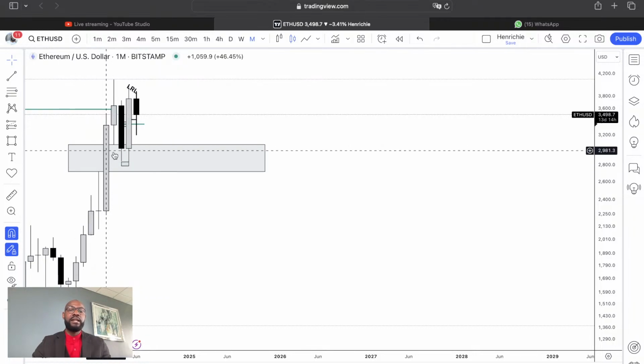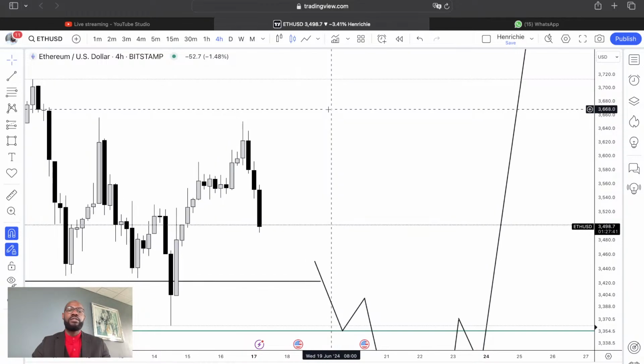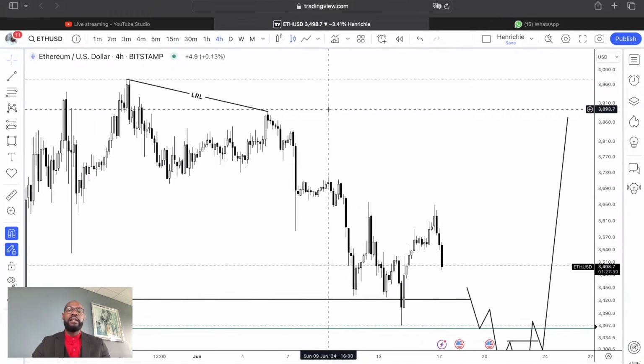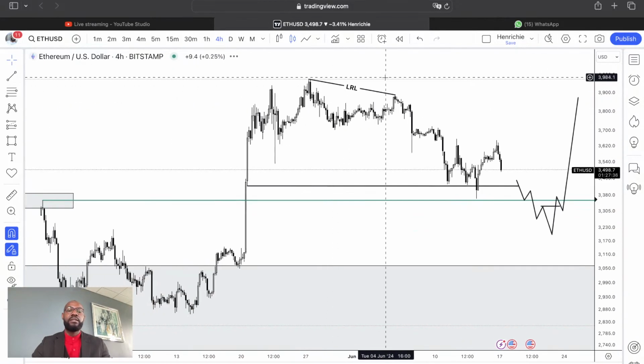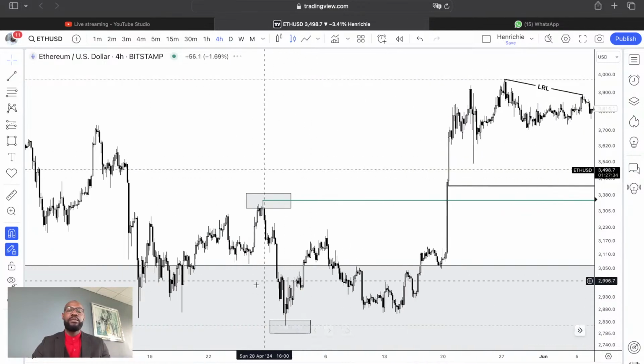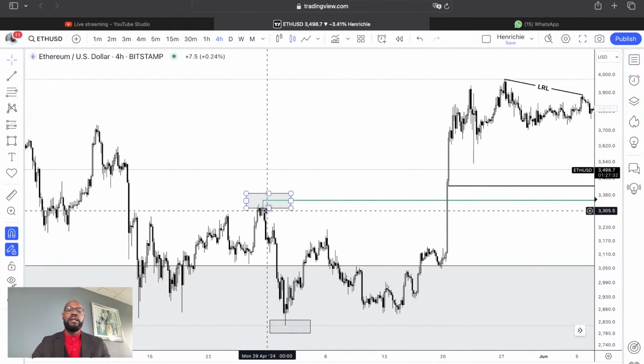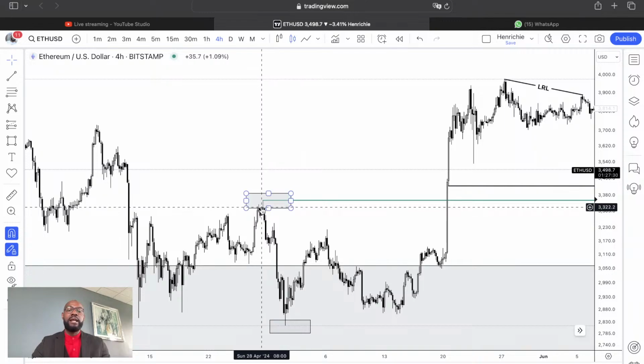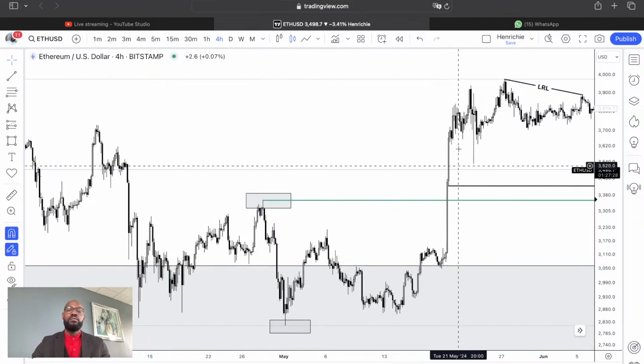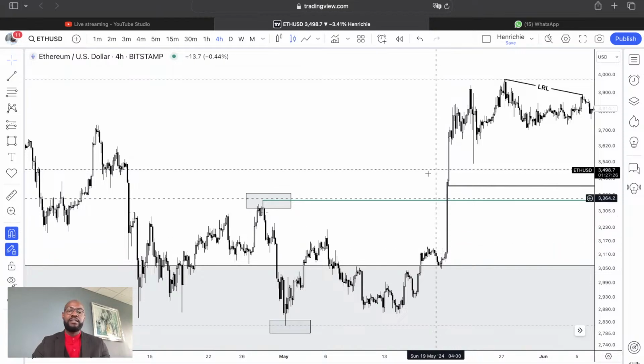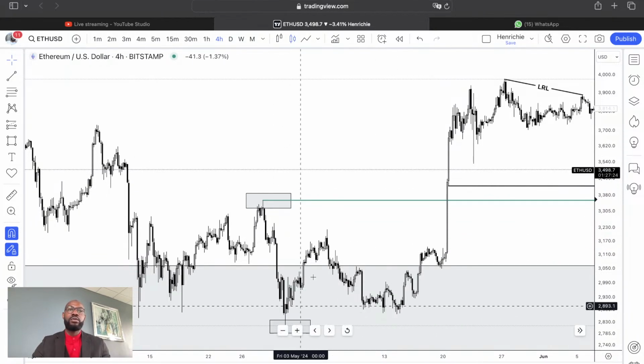The moment price retests this key level, we want to see a 4-hour break of structure to the upside. We'll go to the 4-hour time frame to see what that looks like. And on the 4-hour time frame, you can see this right here. This was the monthly inefficiency, and after we mitigated it, we created a high, created a low, we broke structure significantly. This is our swing high and our swing low.